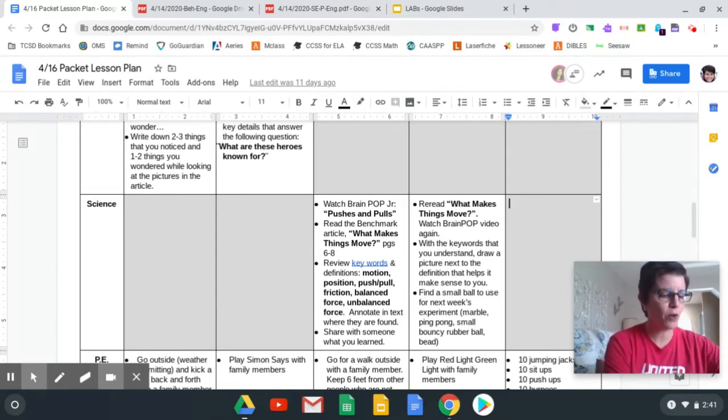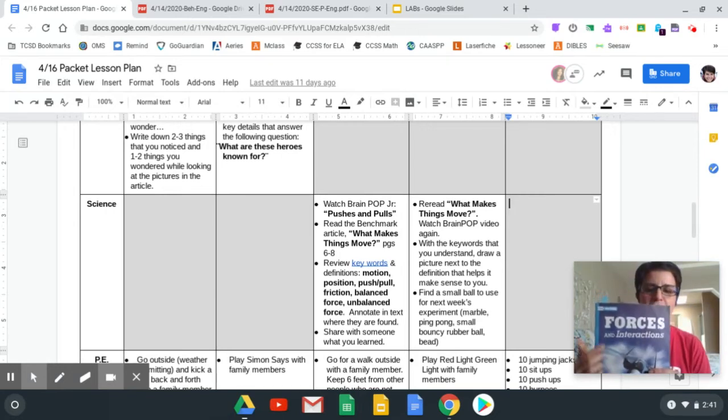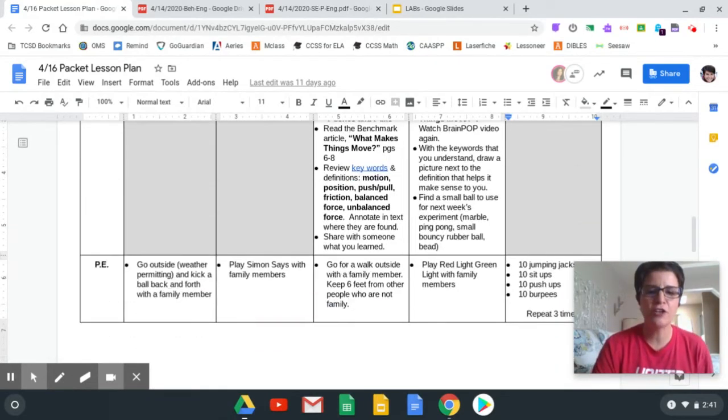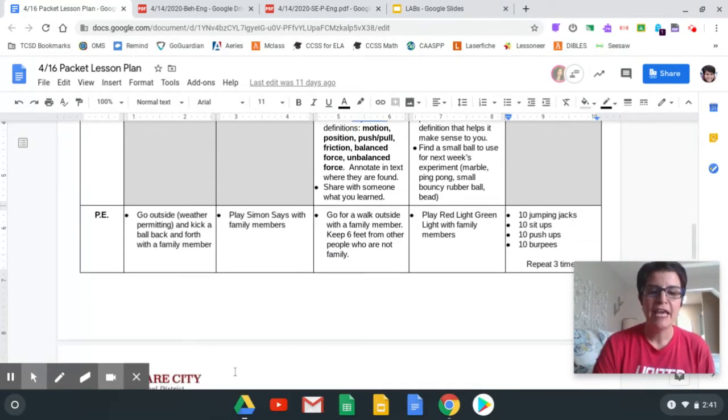The other thing that will help you, if you still have your benchmark reader from the first packet that we sent out, Forces and Interactions, you're going to want to read the article on pages 6 to 8, What Makes Things Move. And there's going to be some key words in there that I want you to focus on that I have listed here on this page. And so then you can follow those directions. The last thing on your lesson plan is PE. If you want to follow these exact directions, you can.